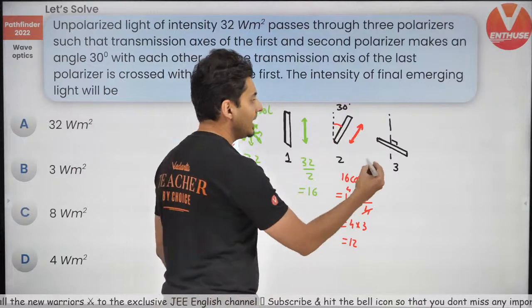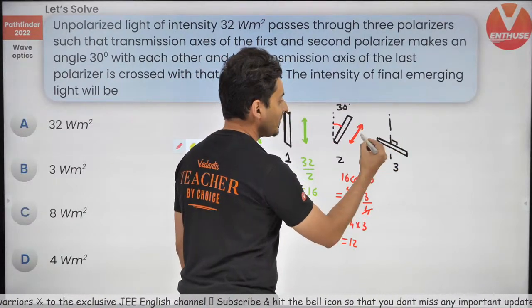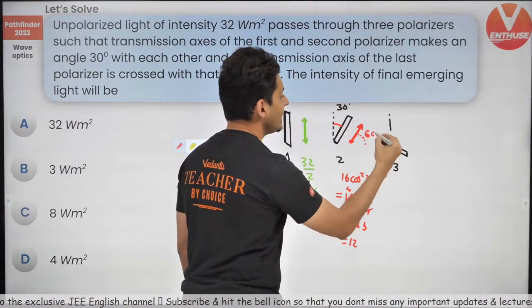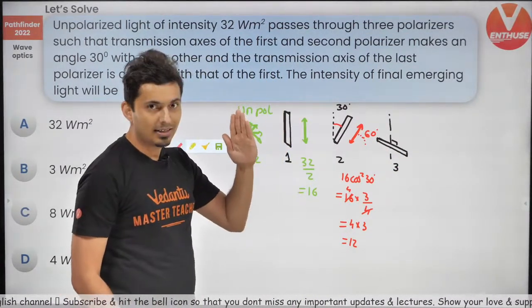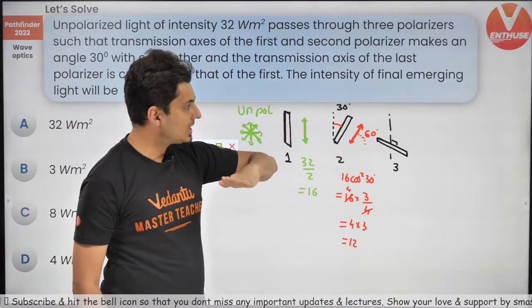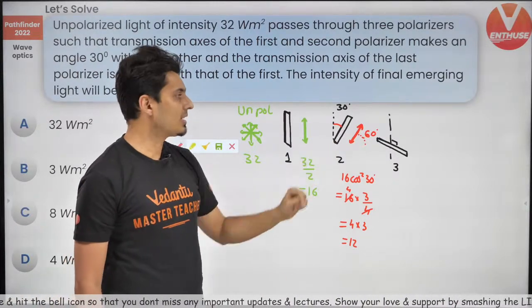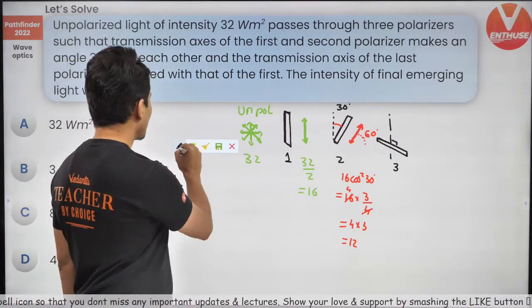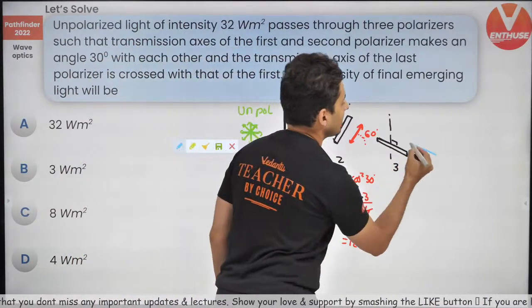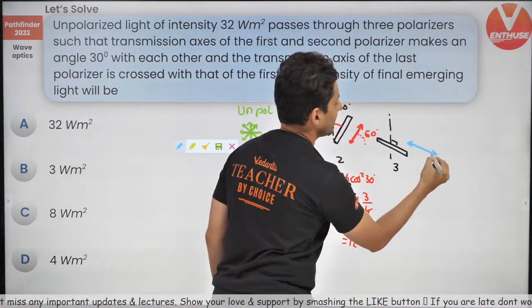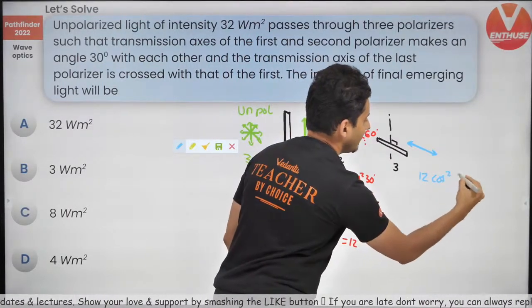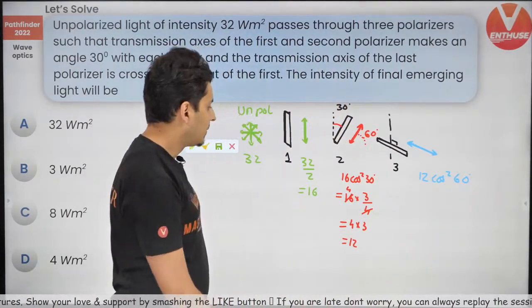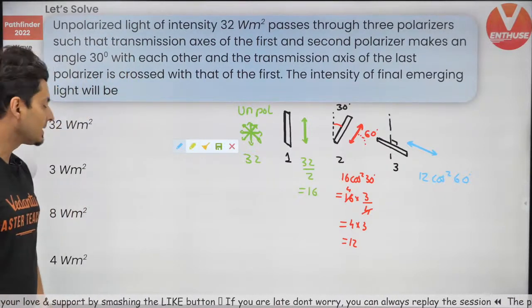Now think about it, this light is going to make 60 degrees with this polarizer, because it has already turned by 30 degrees. Now it is making 60 degrees with the next polarizer. So the final intensity of the light which will come out over here will be 12 cos square 60. I hope this is clear.